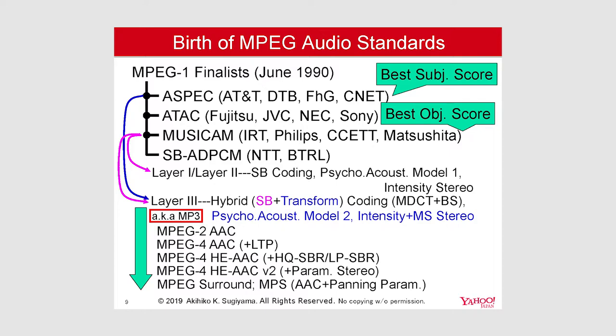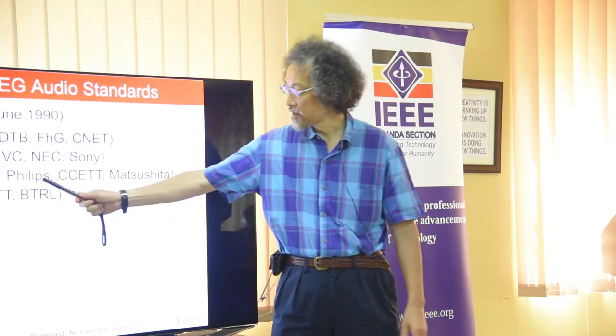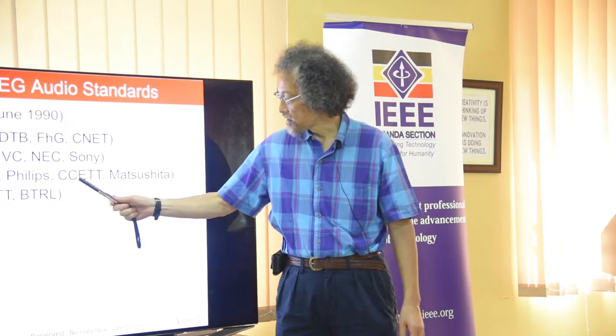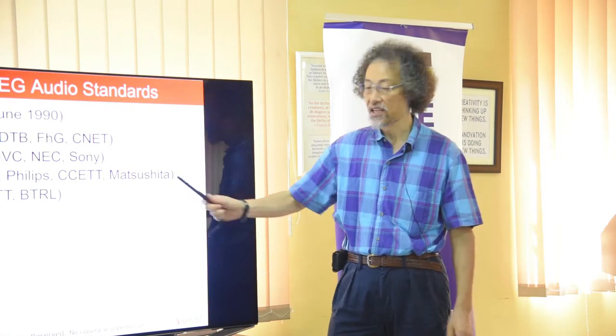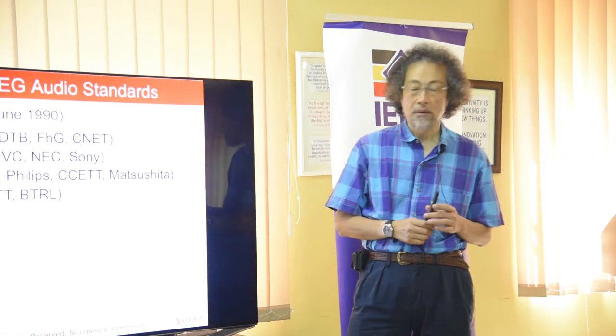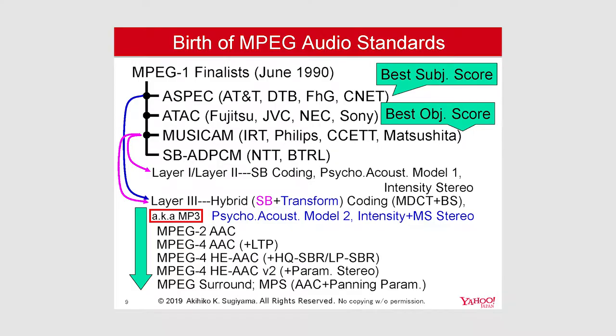The third group was called the Musicam, having members of IRT. This is a research institute for broadcasting in Germany. Philips, this is a Dutch company for consumer electronics. CCETT is again a research institute in France. And Matsushita is a widely known Japanese consumer electronics company. Matsushita has just changed their brand and now it's called Panasonic.